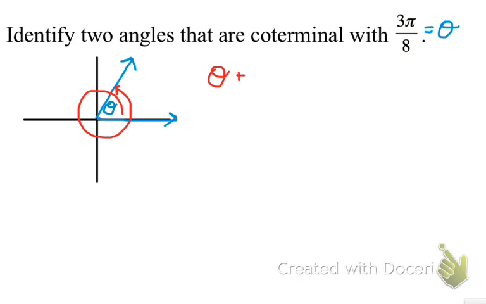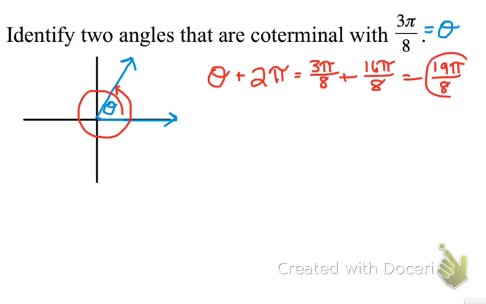Since we're working in radians, we'll keep working in radians, and that one full circular rotation in radians is 2 pi. So that gets us our original theta, 3 pi over 8, plus 2 pi. Now we're going to convert 2 pi into 16 pi over 8 so that they have common denominators, add them together, and 19 pi over 8 is our first coterminal angle with theta.